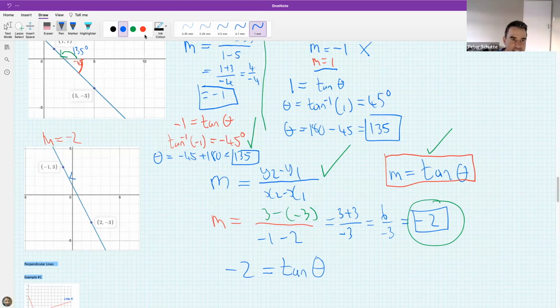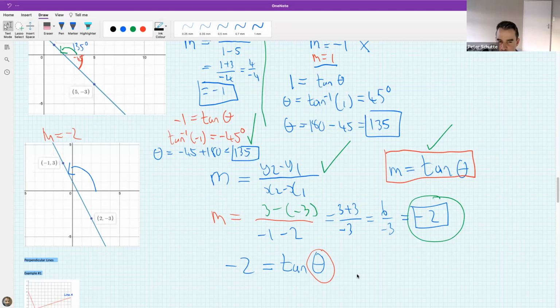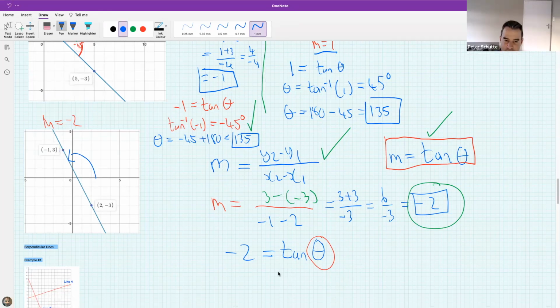Now, here's the next problem. I need to get to this theta thing, which is standing for the angle of inclination. How do I get that? Can you remember from earlier in the lesson, I used what's called the inverse tan function. Not a problem. This is the hardest part.